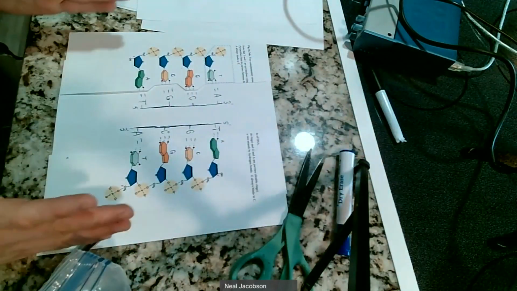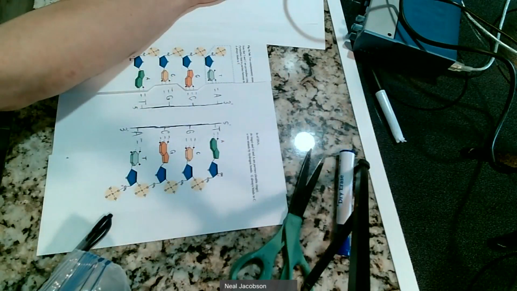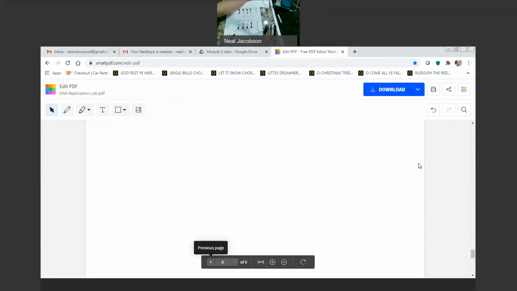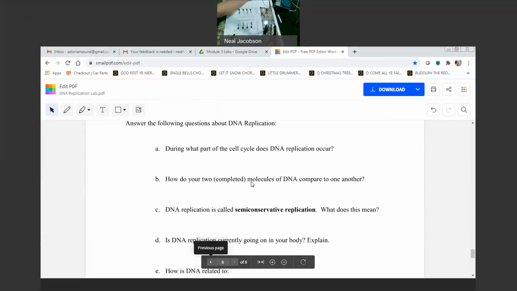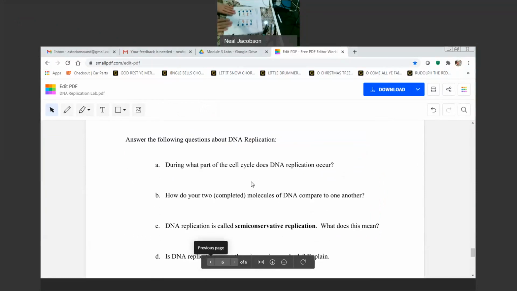Make sure you take a picture of this because it's another submission right here. And I'll jump back over to my Chrome where I'm doing my PDF. Okay, so now we're on Chrome. And then now we can answer the following questions about DNA replication. And then we're done. That's it. So it's kind of a short lab. All right, I'm going to put this away.